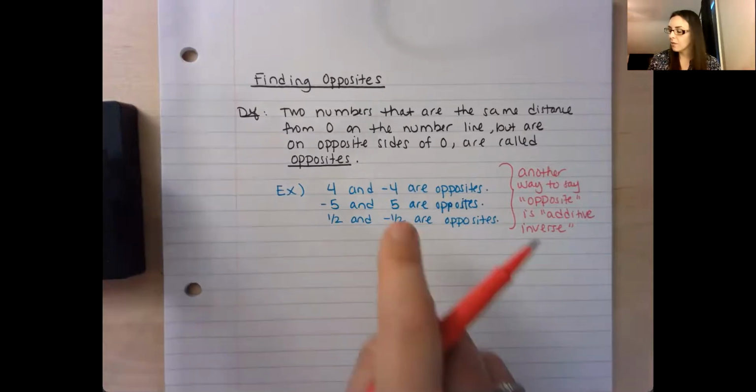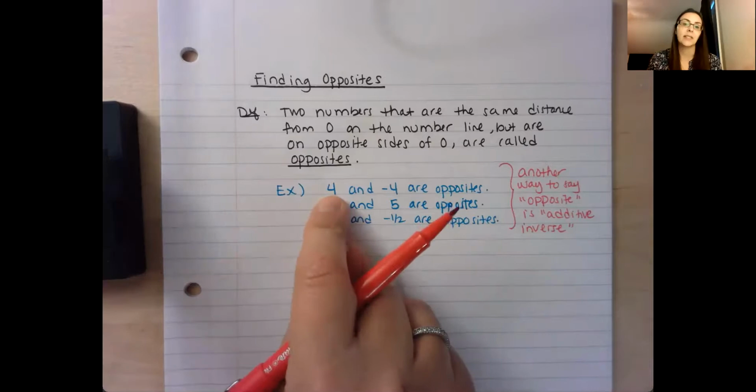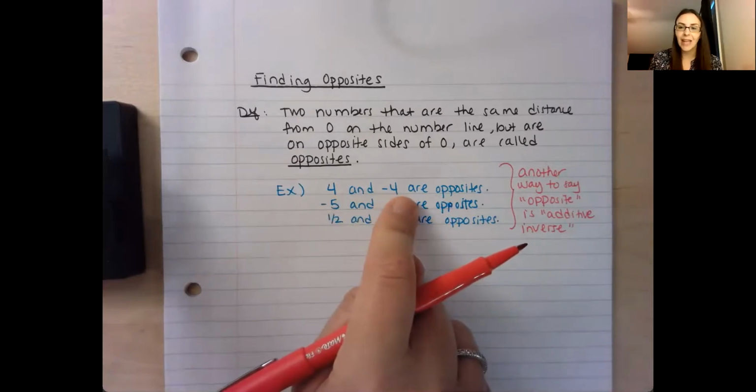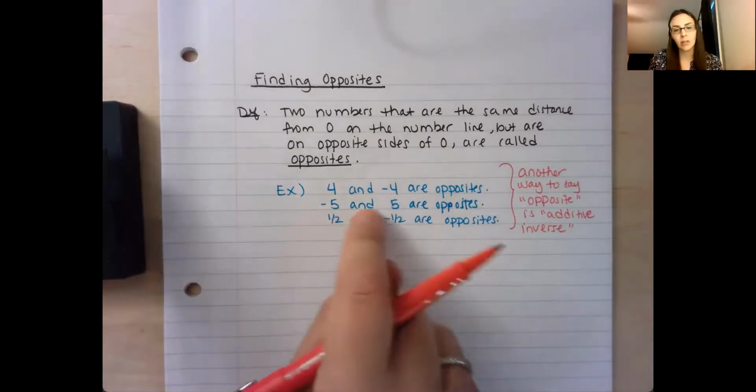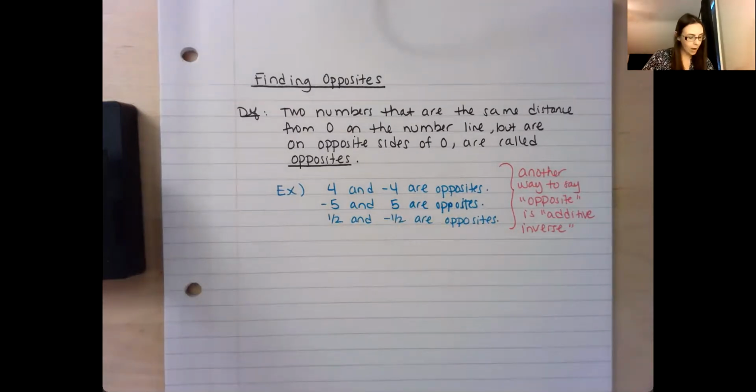So another way for this specific style to say opposite is additive inverse. That's the more formal way. So if you're reading a text or looking online and you see the question, what is the additive inverse of 4? The answer is -4. Or what is the additive inverse of -5? The answer is just 5. So that's just a more formal way to say opposite.